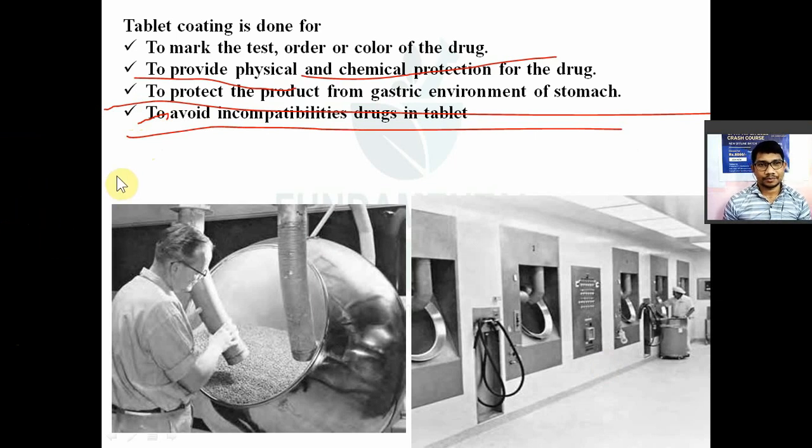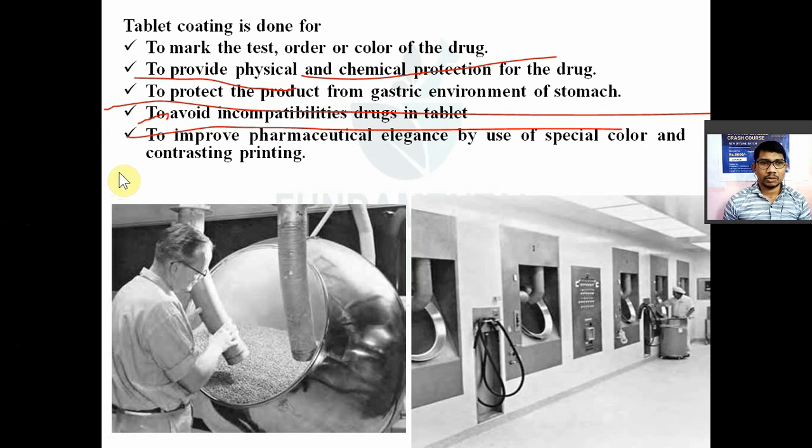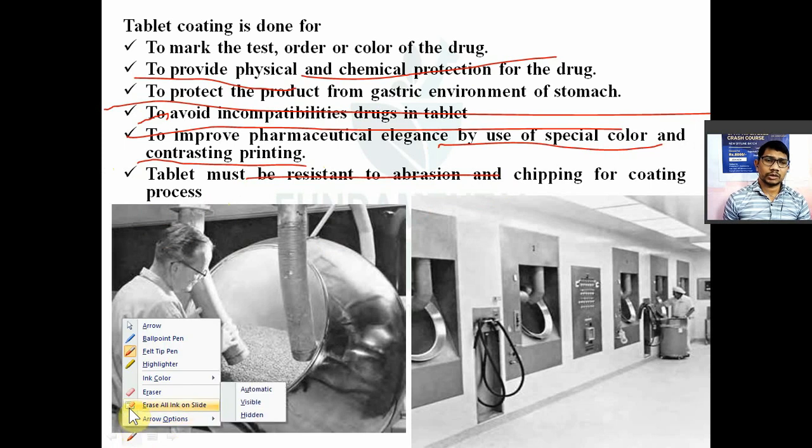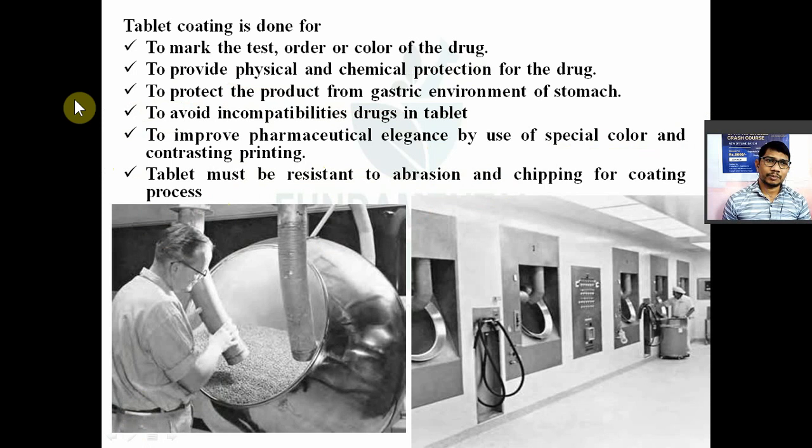The tablet must be resistant to abrasion and chipping during the tablet coating process. So basically, what are the reasons for tablet coating? First, to mask the taste, odor and color of the tablet or drug. If your drug is bitter, or has a nasty odor, you have to mask that odor. So film coating is mostly recommended. The main purpose of film coating is to mask the taste.